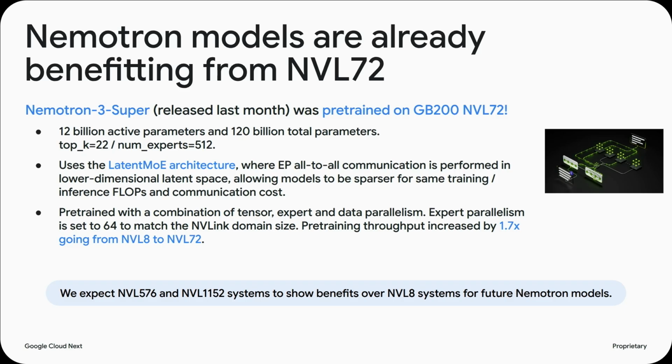NVIDIA is already using NVL72 systems to train Nemotron models efficiently. NVIDIA released Nemotron 3 Super last month, and this was pre-trained on a GB300 NVL72 system. The Nemotron 3 Super model has 12 billion active parameters, 120 billion total parameters, and it has quite a high total number of experts as well as top K routing factor. So we use 512 experts and a top K factor of 22.